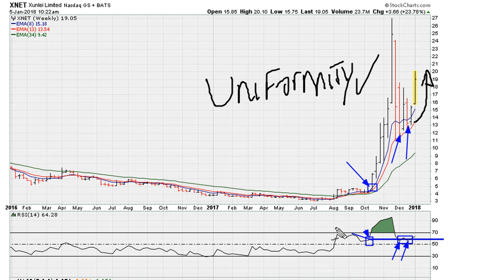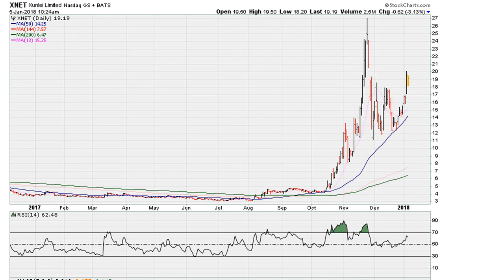Let's take a look at the daily to show you that the daily has come into a challenging spot around the $20 price range for those who are swing trading this instrument. On the daily, we can see that right now, after hitting this level here, it seems to be pulling back day to day. And I believe the reason is because the RSI is coming back to backtest this line here.